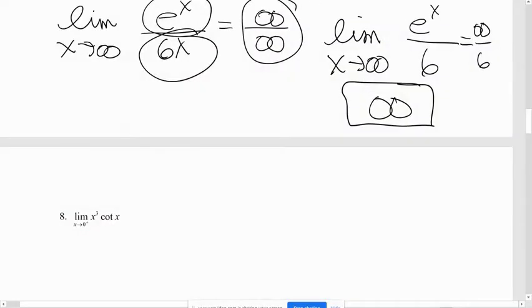Okay, we're going to continue with section 5.6, day 1 of the L'Hopital's rule notes, number 8: the limit as x approaches 0 from the right of x cubed times the cotangent of x, and see how this goes. So first of all, the first thing we want to do is plug in 0.